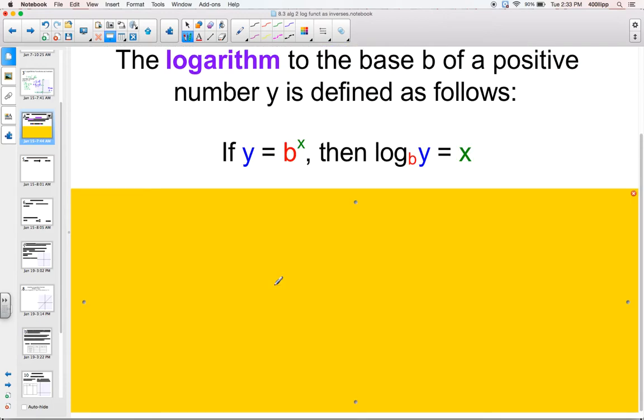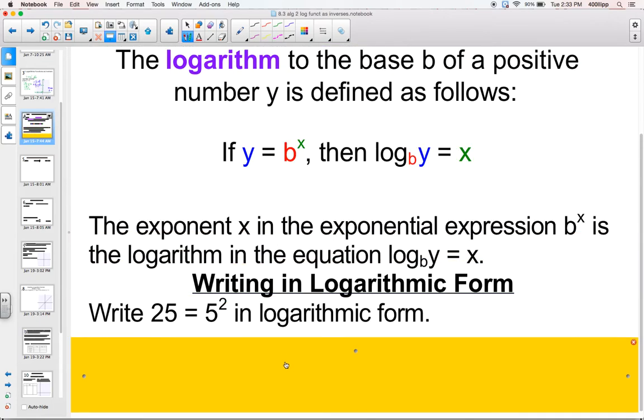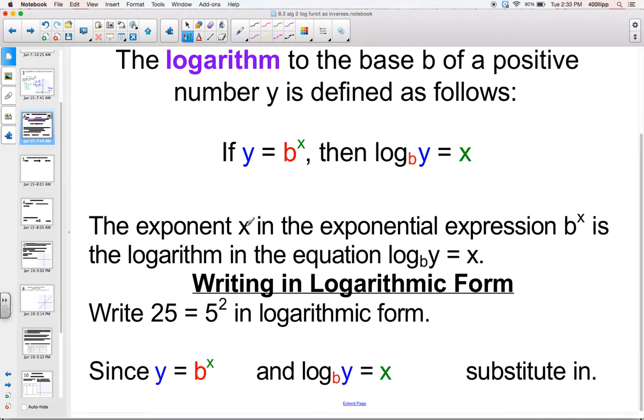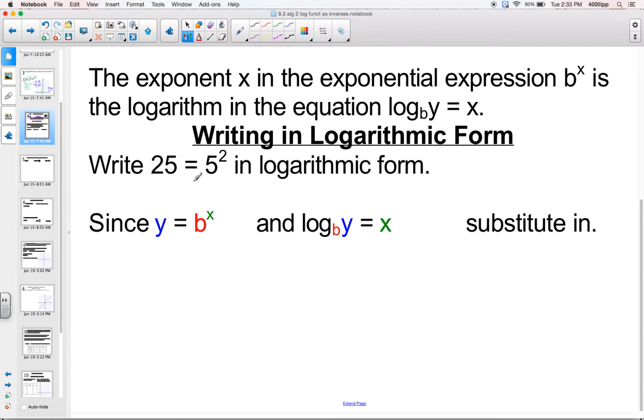Let's first get used to rewriting this in logarithmic form. We're going to have two different forms here. One will be exponential form and the other one will be logarithmic form. Let's practice this by taking 25 equals 5 squared. We're going to put it in logarithmic form. We're just changing the form right now. So y equals b to the x is the same as writing log base b of y is equal to x, and this is what we're using. We're going to write this in logarithmic form, so we'll write this as log.